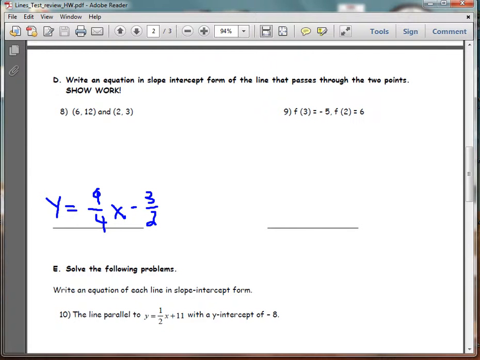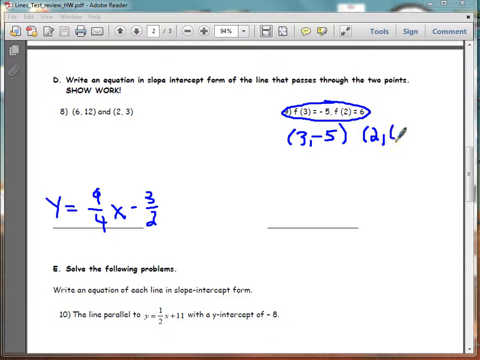Okay, this next one, remember these are tricky just because of the way they're written. This is function notation. All you want to do on this is change this function notation to ordered pairs. In other words, the number inside of the f, that's your x value. So just make that 3, negative 5. Just make this next one 2, 6, and those are going to be your 2 points.